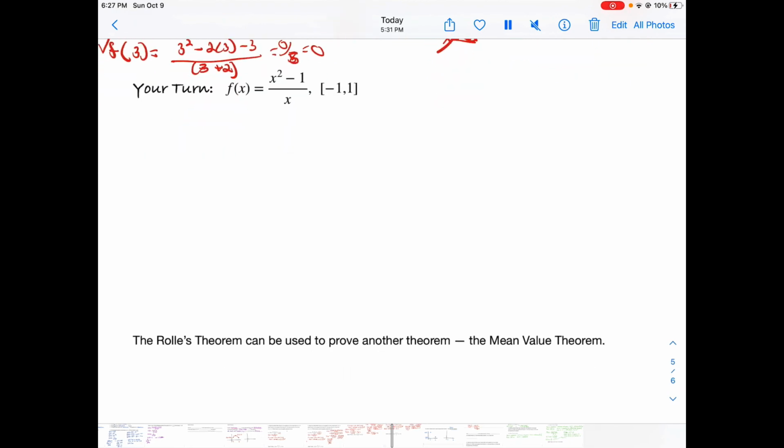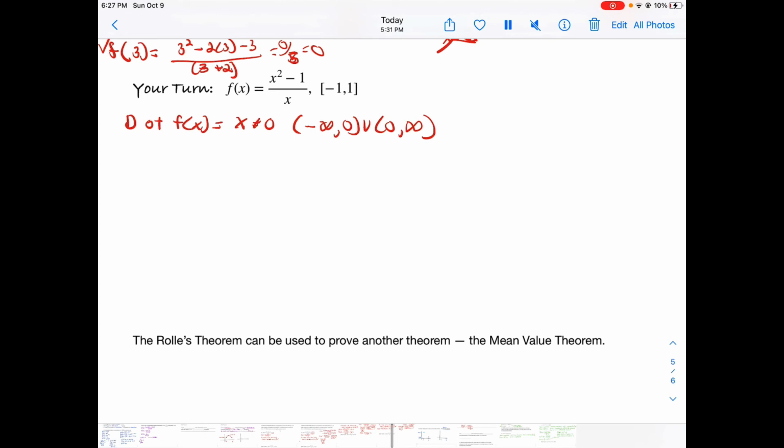All right, so we're going to start by figuring out if Rolle's theorem applies to this problem or not. So again, we need to prove continuity and differentiability. So first, to do continuity, since it's a rational function, I'm going to find the domain of the rational function. And our domain is going to be -infinity to 0, union 0 to infinity. So it's discontinuous at 0. 0 is in the interval from -1 to 1. So my conclusion is Rolle's theorem does not apply here. End of problem.